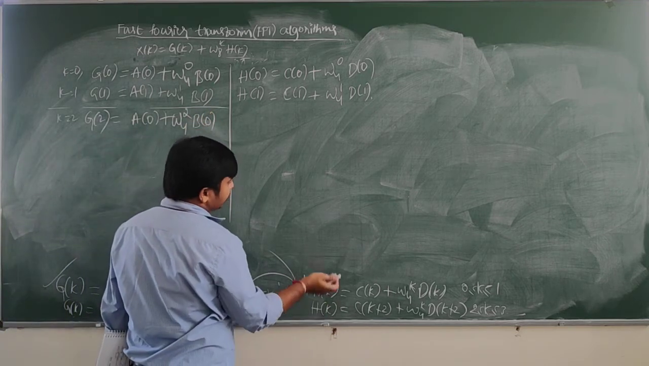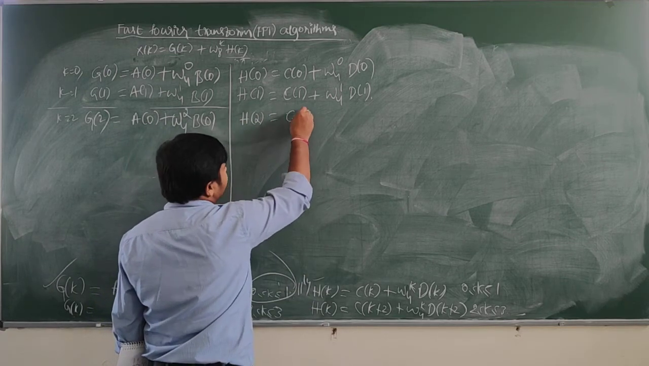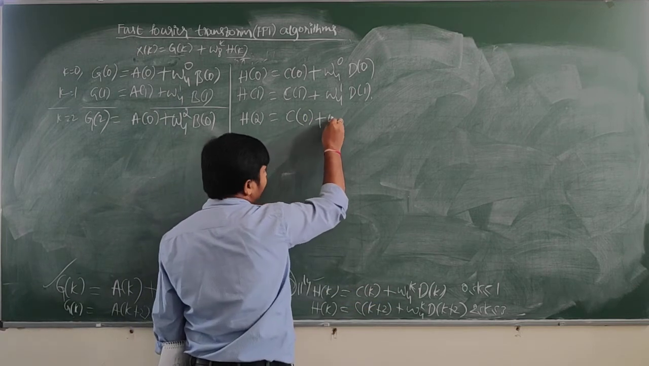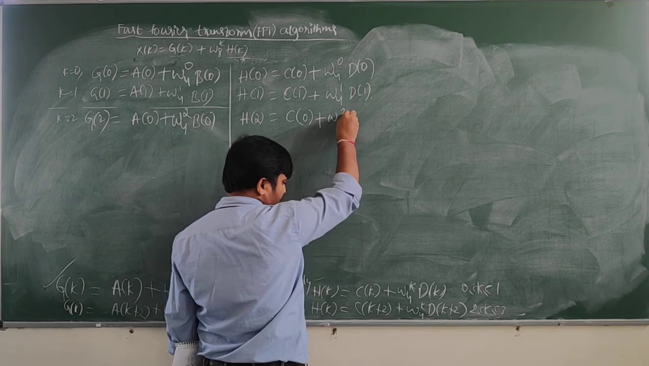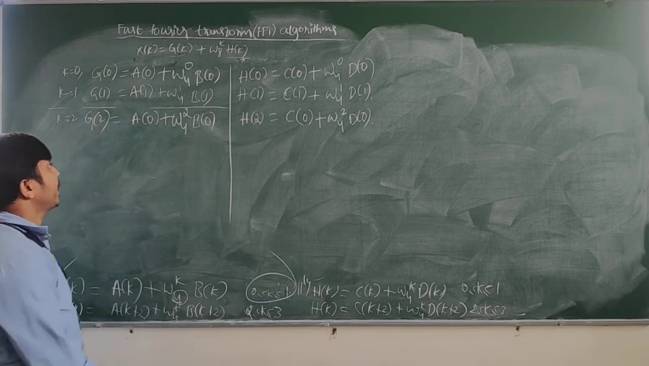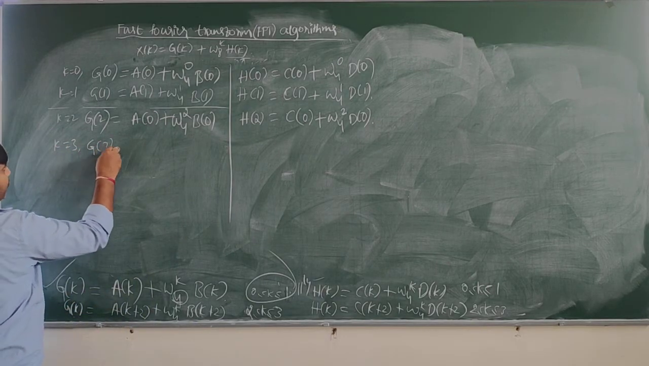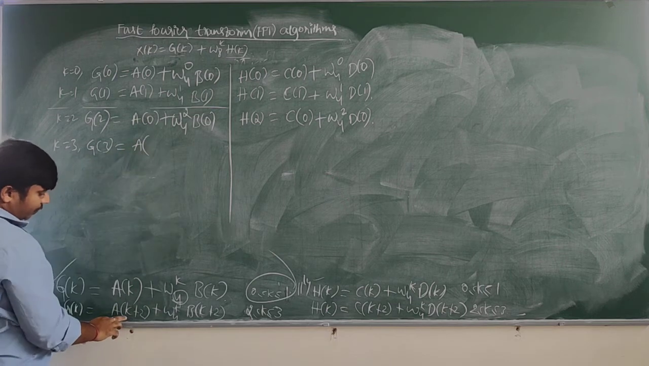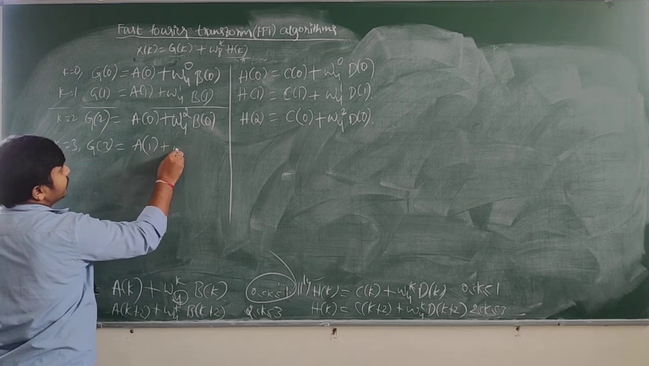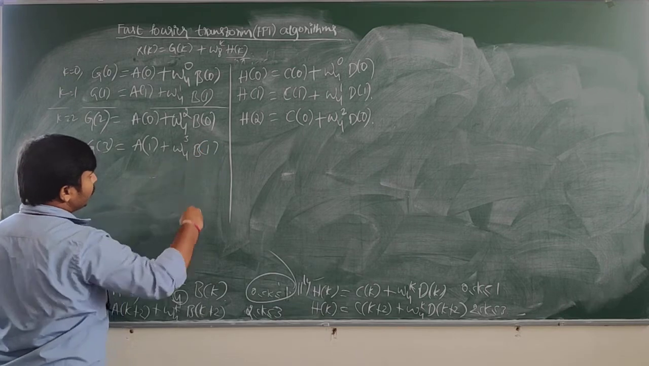So put k is equal to 2. H of 2 is equal to c of 2 plus 2 is 4. 4 minus 4 is 0. Plus W4 power 2 into d of 0, because 4 minus 4 is 0. Next put k is equal to 3. G of 3 is equal to a of 3 plus 2 is 5. 5 minus 4 is 1. Plus W4 power 3 into b of 1.